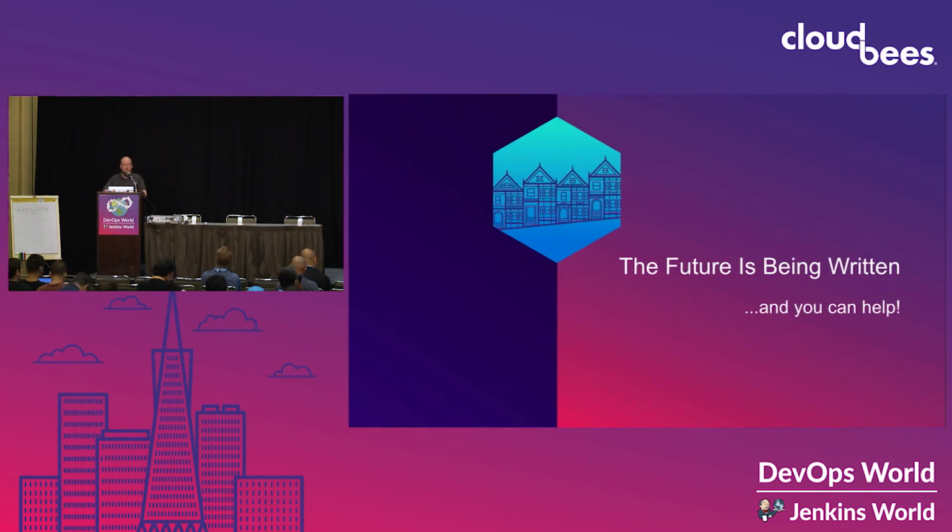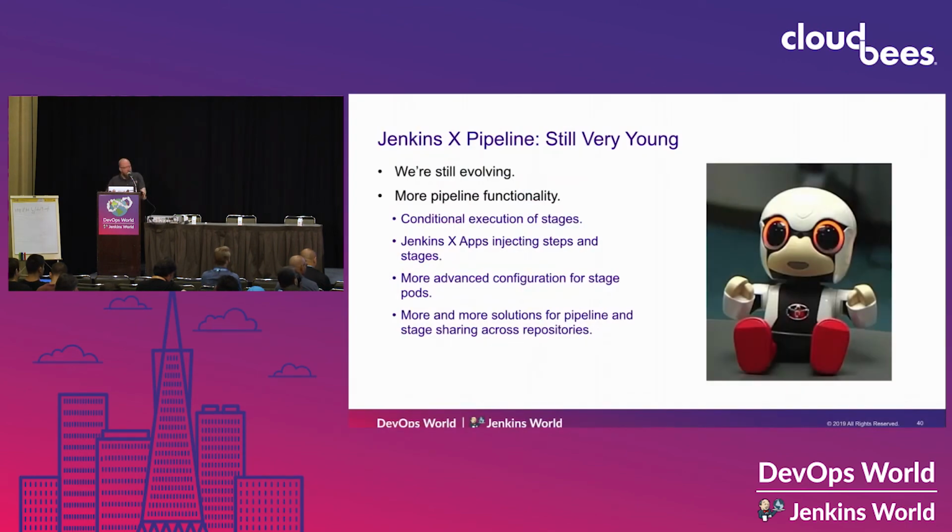So yeah, the future is being written here. We're still getting started. You can help. This is the best baby robot picture I could find online. I probably should have blurred out the Toyota logo though. Yeah, Toyota apparently makes baby robots now. I'm not really sure what's going on there. But it's a cute little baby robot, so.